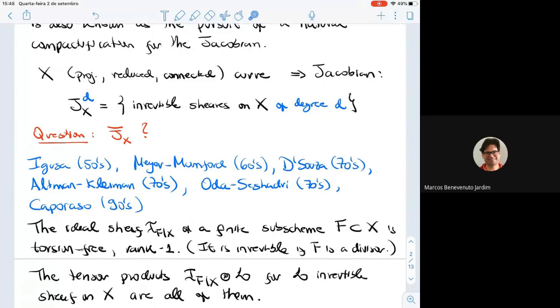Now, sheaves are abstract things. We actually study invertible sheaves because they are related to concrete things. In fact, the Jacobian can be viewed as parameterizing equivalence classes of divisors on your curve. So divisors are subschemes, and you group them in certain classes, which are these rational equivalence classes. These classes are projective spaces.